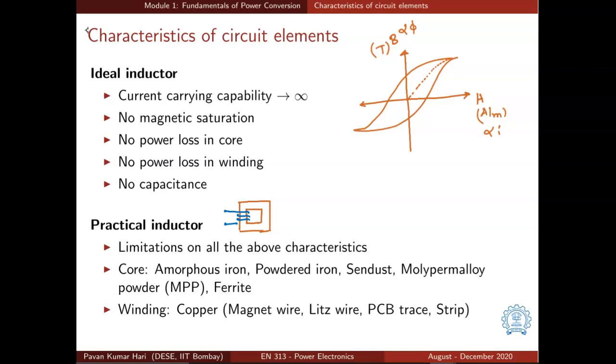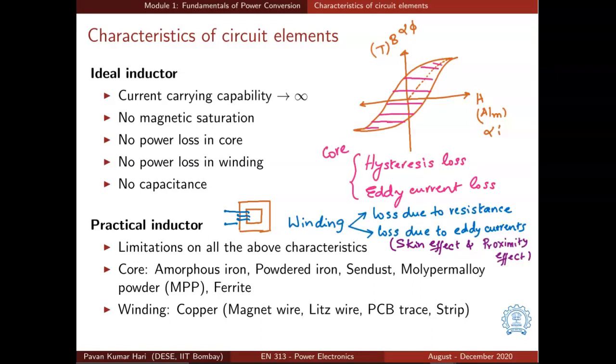So the time derivative of flux density is 0. So the induced EMF is 0. So with the induced EMF 0, there won't be any voltage across the inductor. That means the inductor behaves like a short circuit and the current has to be limited, otherwise it will get damaged.